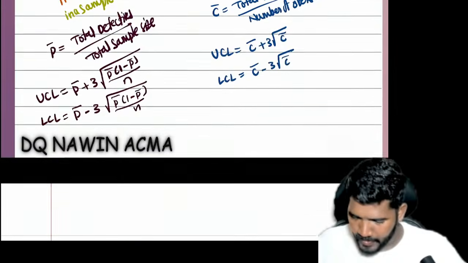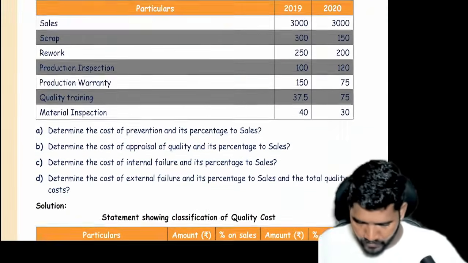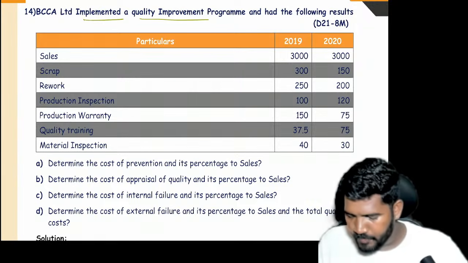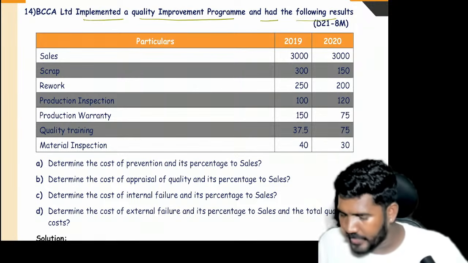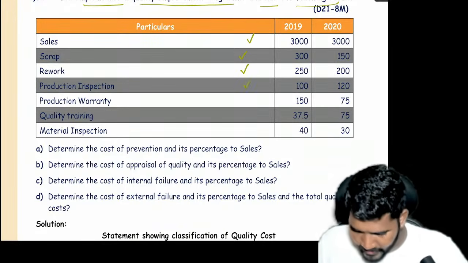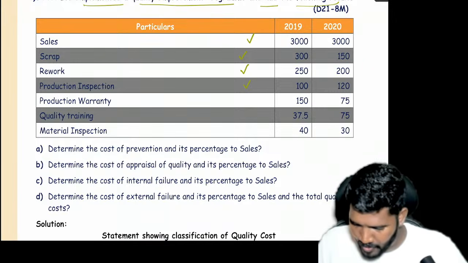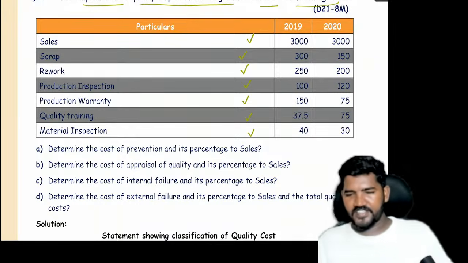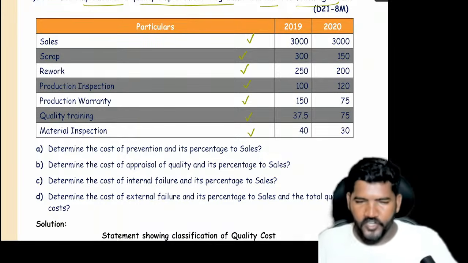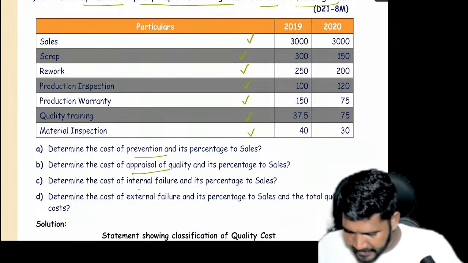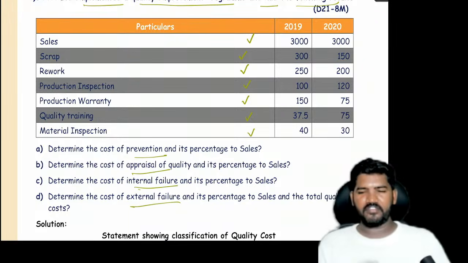Now when it comes to problem number 14 and 15, go with problem number 14. NCCA Limited implemented a quality improvement program and had the following results. Sales is there, scrap is there, rework is there, production inspection is there, product warranty is there, quality training is there, material inspection is there. These are all costs only, but you have to classify them into prevention, appraisal, internal failure, and external failure. That is the only thing.